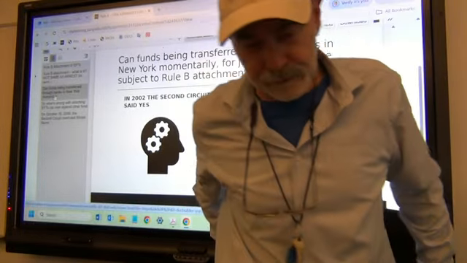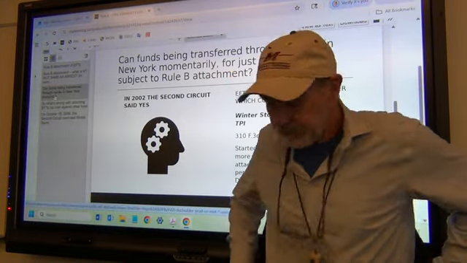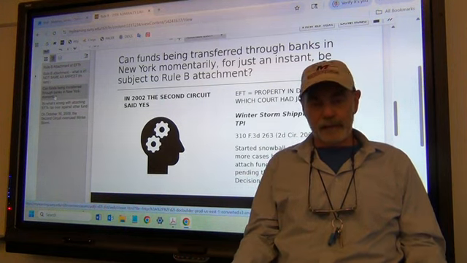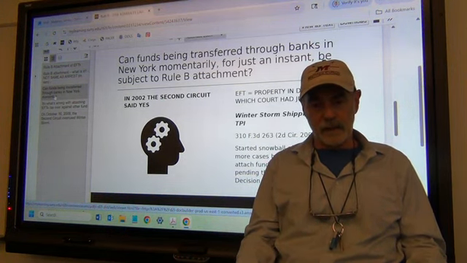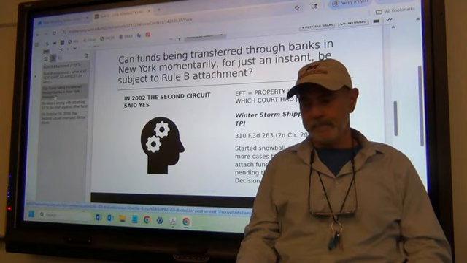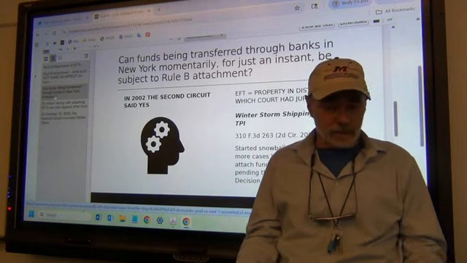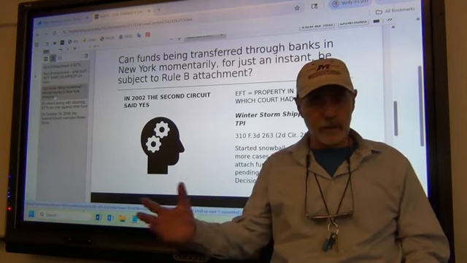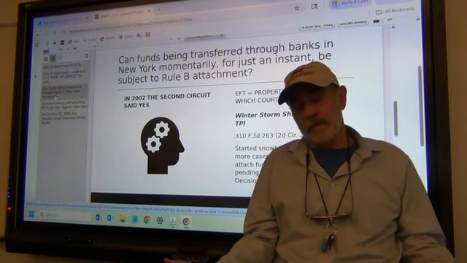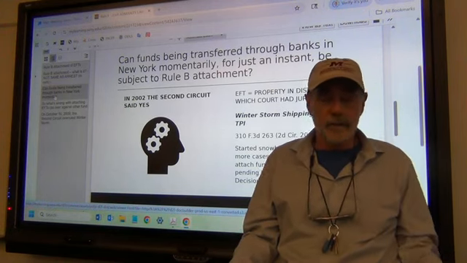Well, here's the history. It's perfectly normal to tie up bank accounts. Rule B attachment of a bank account where money is sitting in a bank in the jurisdiction. So if I have an arbitration, and maybe it's in the Far East, it's a company in Vietnam versus a company in China, absolutely not going to be arbitrated in the U.S. Well, maybe it'll be arbitrated in New York, or maybe it'll be arbitrated in Singapore or London.